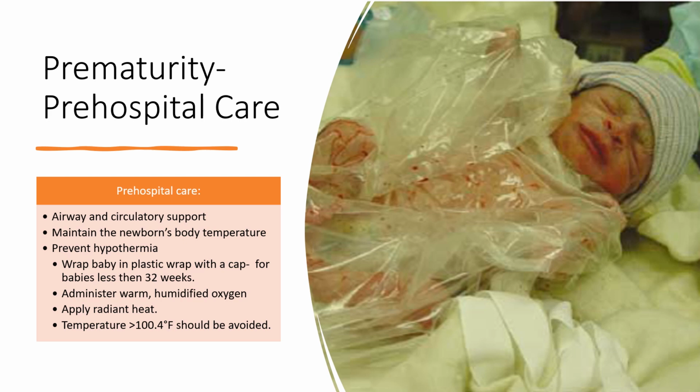So when we look at prematurity and how we take care of them in the pre-hospital setting, it revolves primarily around airway and circulatory support, and maintaining their temperature, which we will get into pretty deeply. Hypothermia is a huge concern that we need to make sure we are on top of. Some ways that we can prevent hypothermia: wrap the baby in a plastic wrap with a cap. This does not mean a brand new, healthy, full-term baby we put in a trash bag.